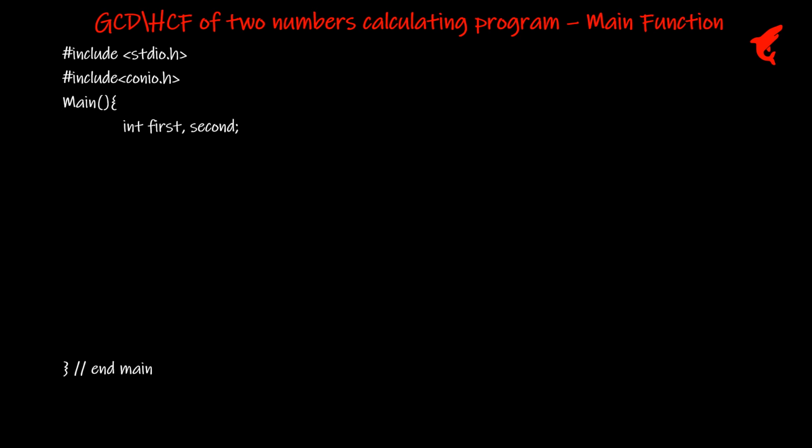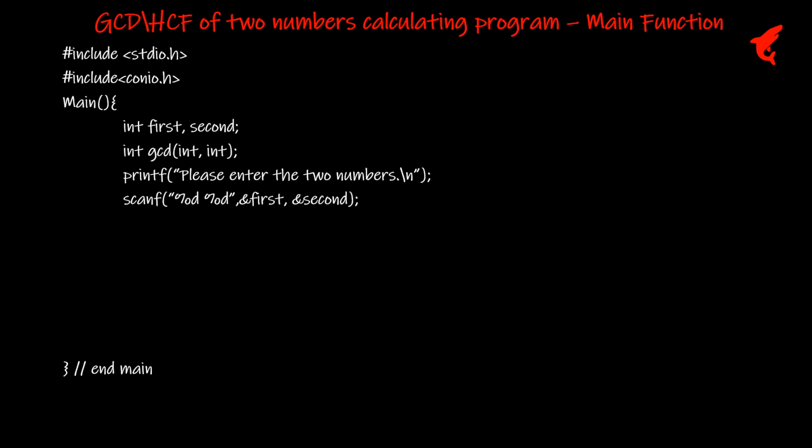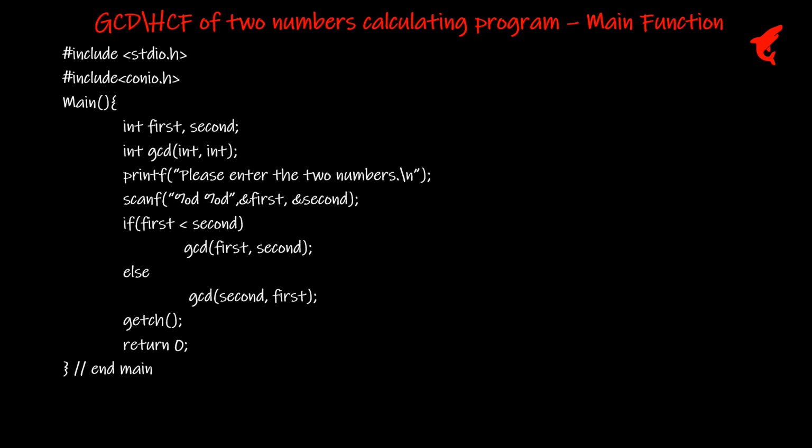We then declare two variables, first and second. We then declare a GCD function with two integer parameters. Then a printf function to prompt the user to enter values. Then a scanf function to accept the values. We then compare the first and second variables' values. The smaller value is passed as the first argument and the larger as the second argument. We then make a call to the GCD function with the arguments. And then with the getch function and return 0 statement we end our main function.